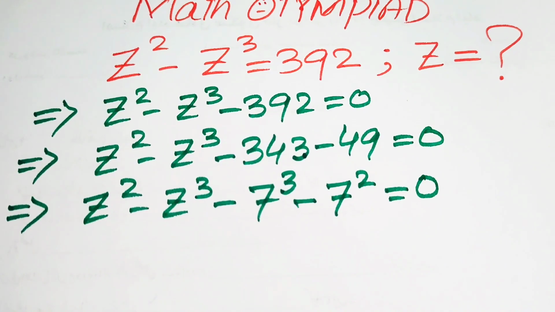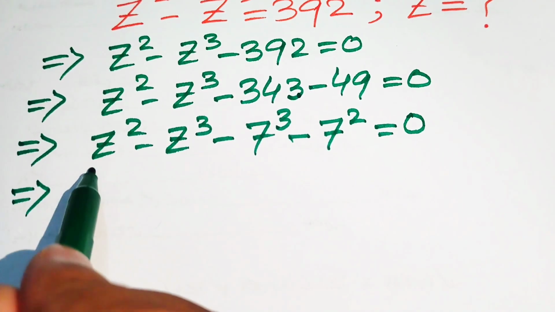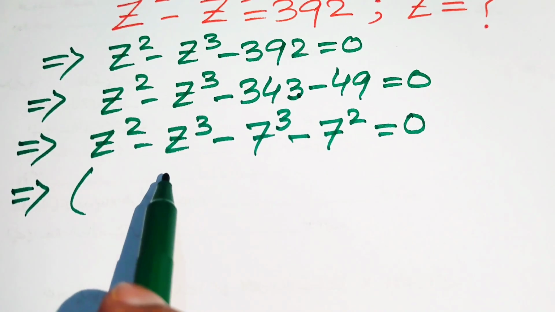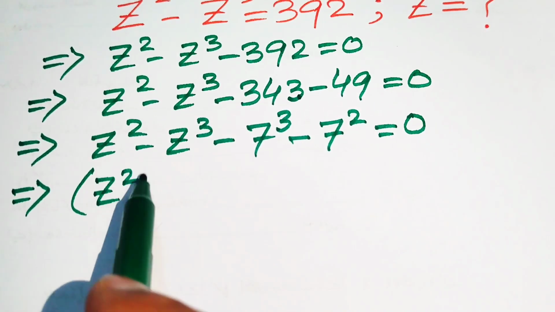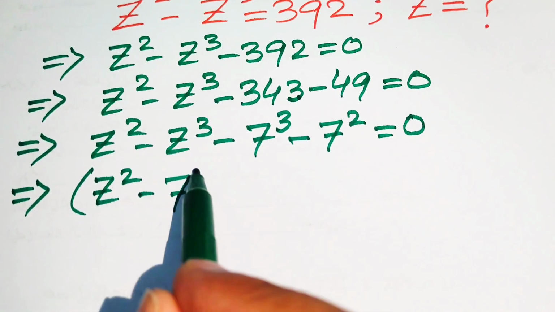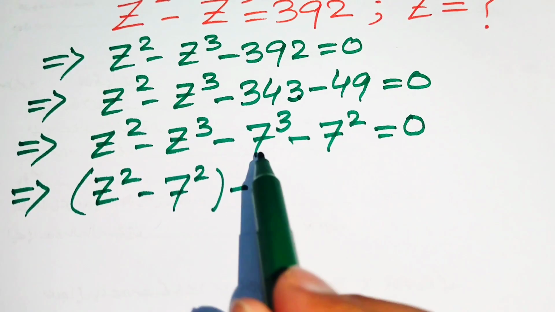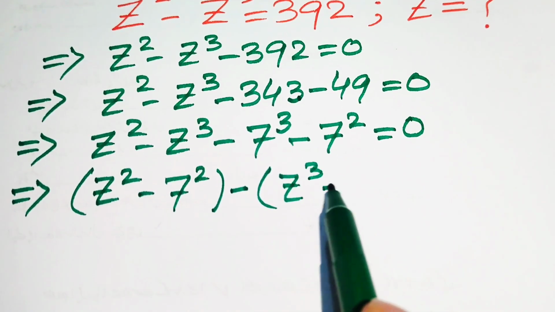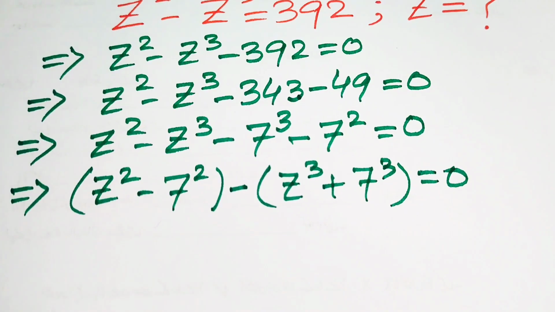And now in the next step we just combine the cubic terms and the square terms. So first we write the square terms. Our square terms are z squared minus 7 squared, and after that we take common minus from the cubic terms and it will be written as z cubed plus 7 cubed equals 0.